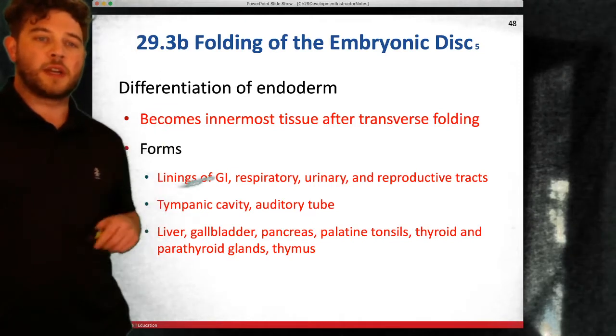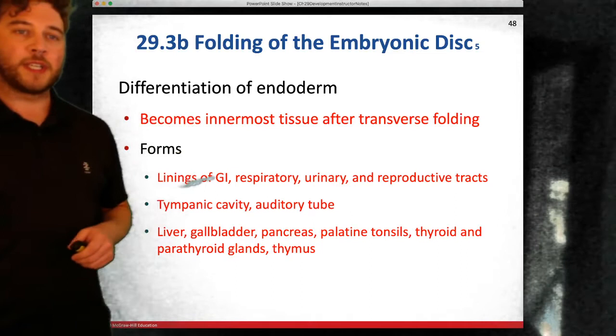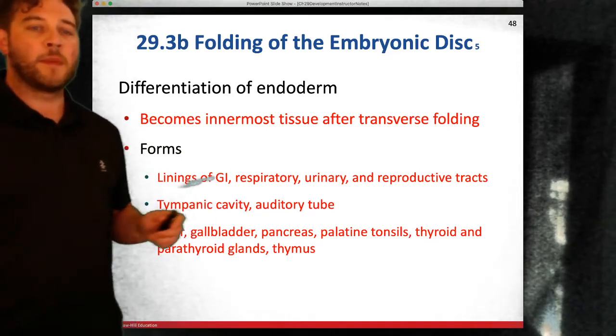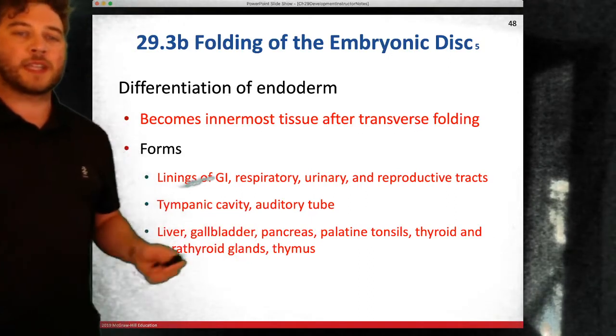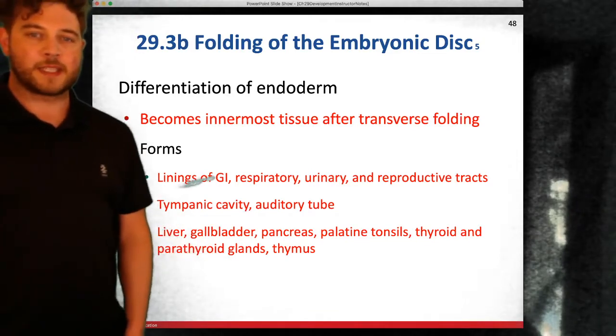And then the endoderm. So this becomes the innermost tissue after the transverse folding. It forms the linings of the GI, respiratory, urinary, and reproductive tracts, the tympanic cavity and auditory tube, the liver, gallbladder, pancreas, palatine tonsils, thyroid, parathyroid glands, and the thymus.